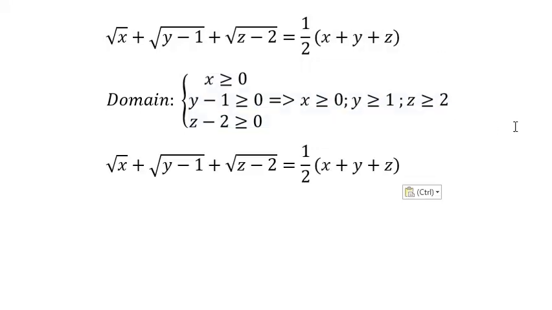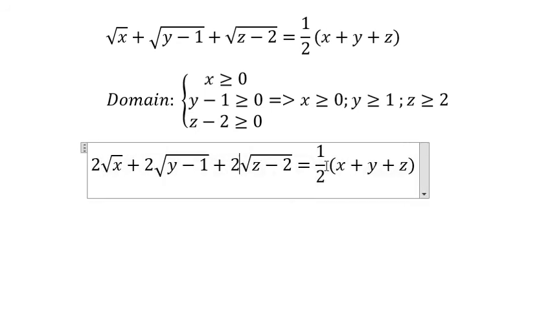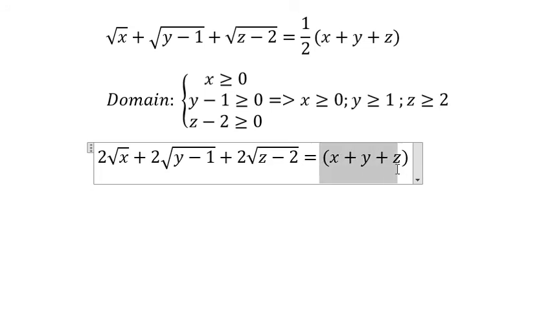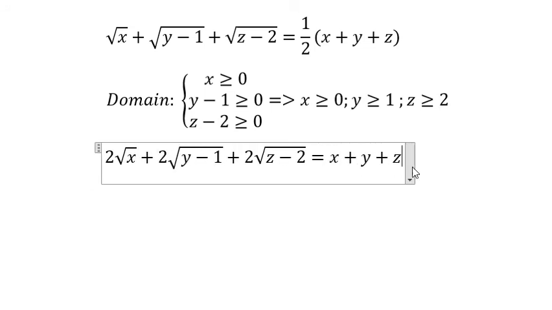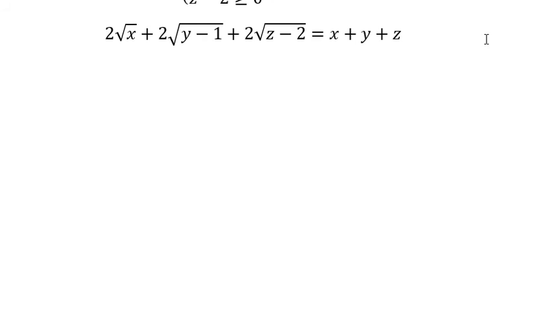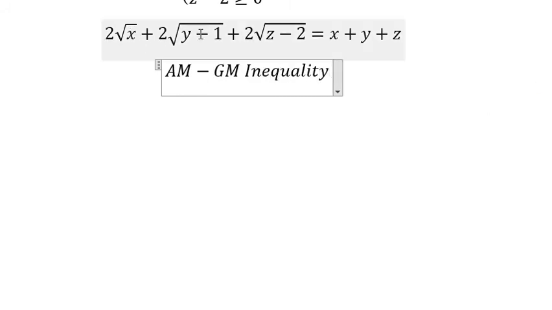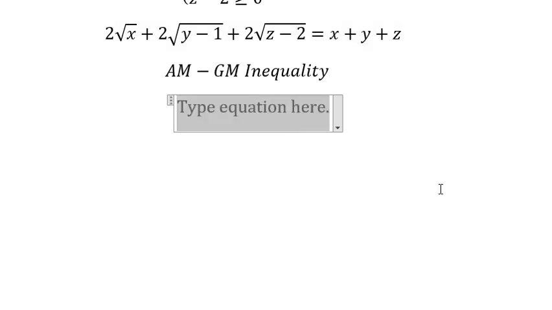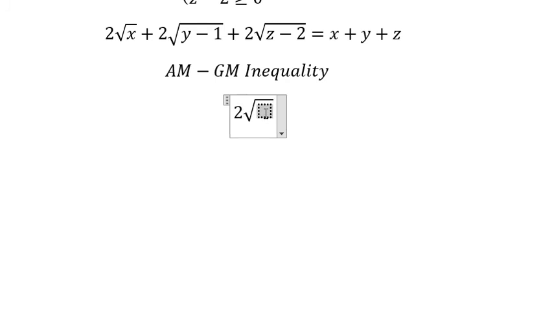Next, we multiply both sides by 2. Next, we will use the AM-GM inequality. Because these numbers are positive, we can put it like this. We have to multiply with the square root of x. Here we can put the number 1, so it should be like this.